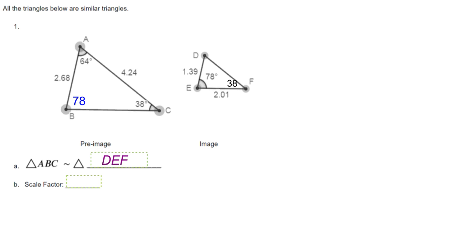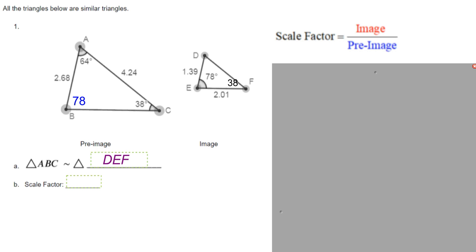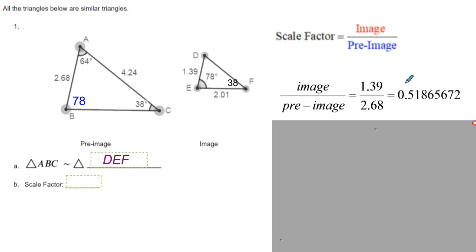Now that we know the names of the similar triangles, we want to start working on finding the scale factor. So again, scale factor comes from the image divided by the pre-image. So what corresponding side lengths go together? That would be our 2.6 and 1.39. So image 1.39 compared to 2.6 gives you this as your scale factor.